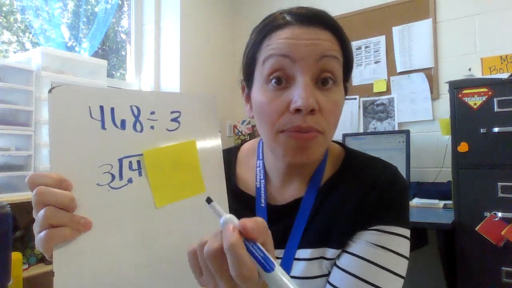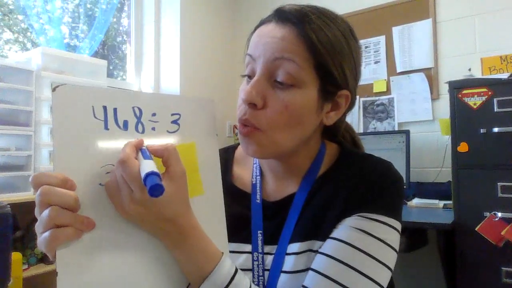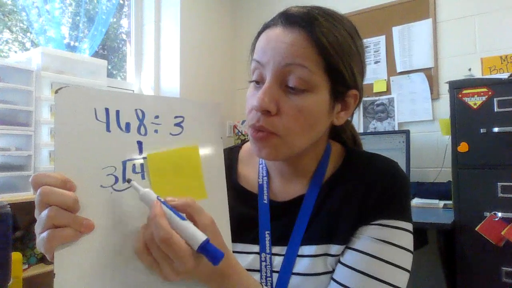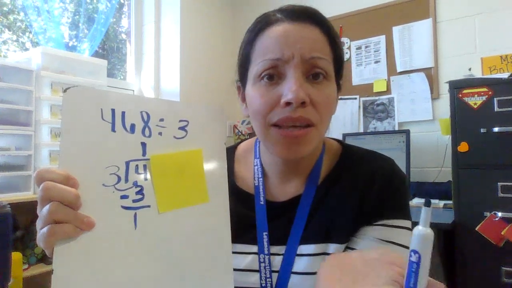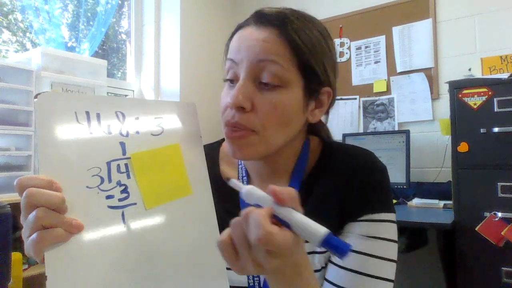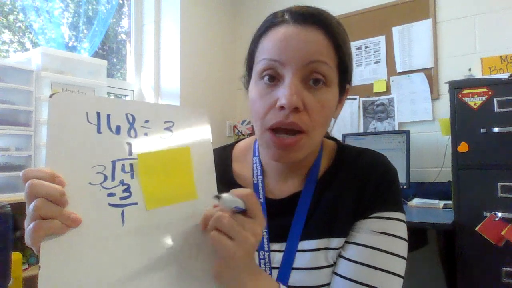Now, I need to make groups exactly of 3. I can only make one exact group of 3, so 1 is my answer. And when I make one group of 3, that means I have 3 going inside the house. When I subtract, I can see that I have 1 left. Now remember that it is 468, so that means that 100 was left out. So it's not just 1, it's 100.